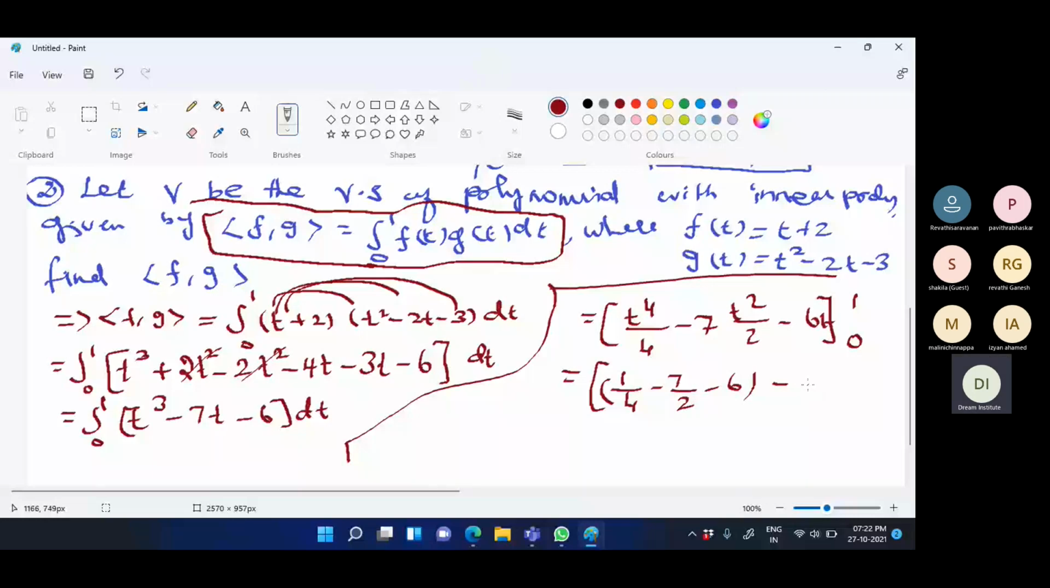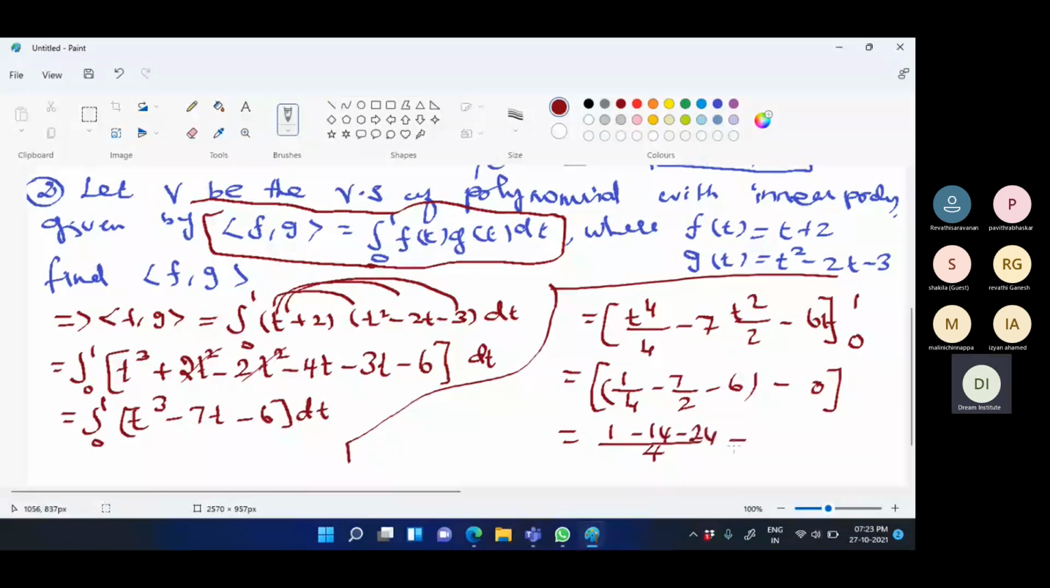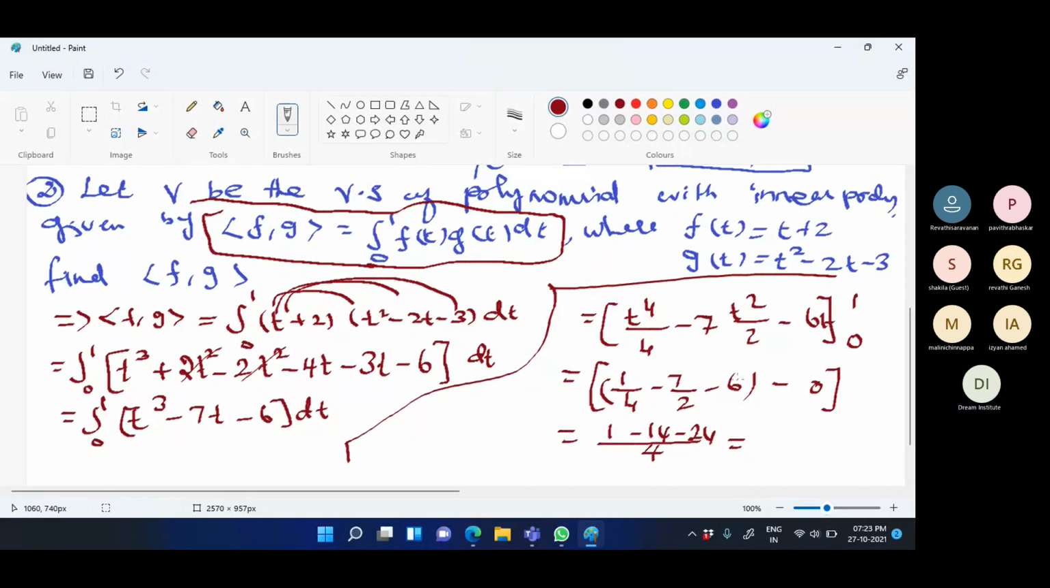So the answer will be 1 by 4 minus 14 by 4 minus 24 by 4, with 4 as the LCM for these values. What is the final answer that comes? 1 minus 14 minus 24 is minus 37, so the answer is minus 37 by 4.